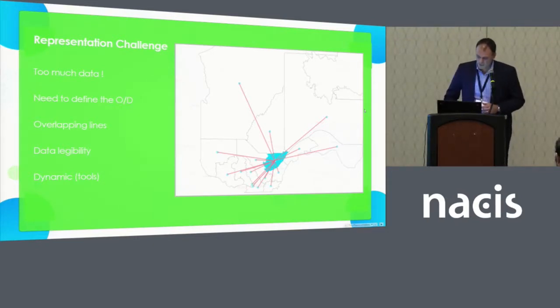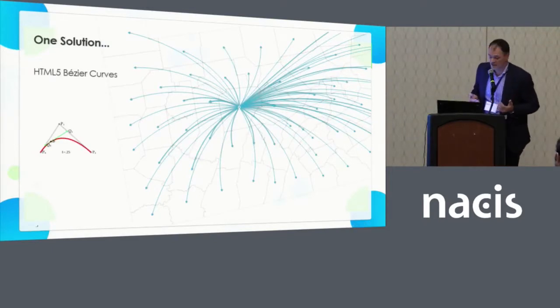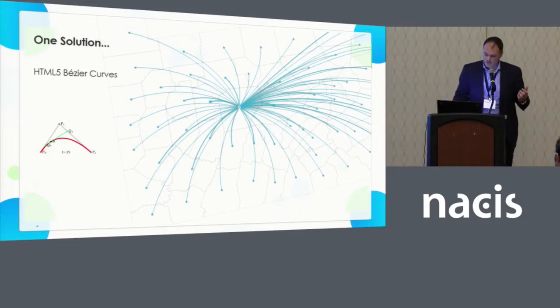So what's a potential solution to deal with that problem? One way is to use Bezier curves. HTML5 provides us with the ability to look at flows from an origin to a destination using Bezier curves. Obviously, there are several ways you can do this, but one way is to design it so that you avoid all the overlap between all those areas.